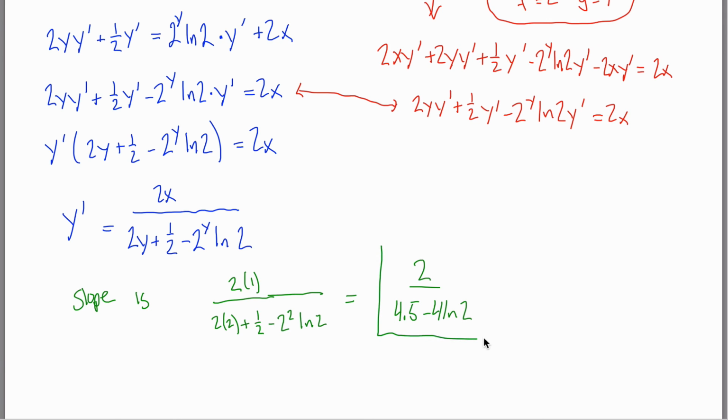And let's go ahead and call that good enough. If you felt like simplifying that, you could. Or 4 over 9 minus 4 natural log of 2. Or however else you want to write this thing. Lots of different ways you could write it. I'd leave my answer just like this, or really this is fine too.